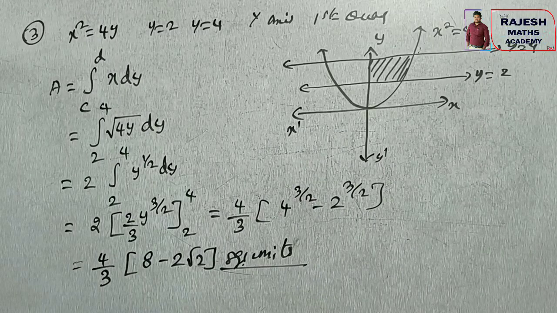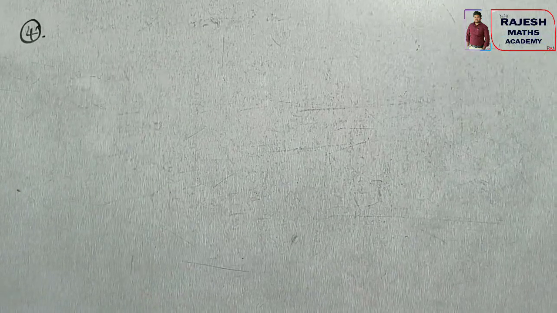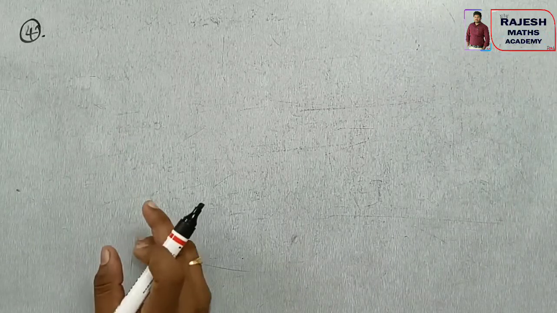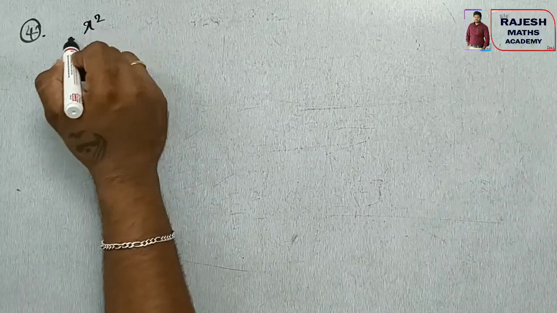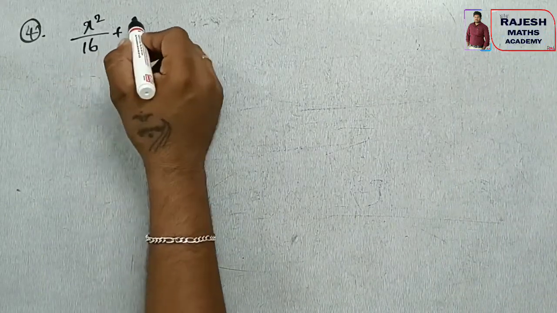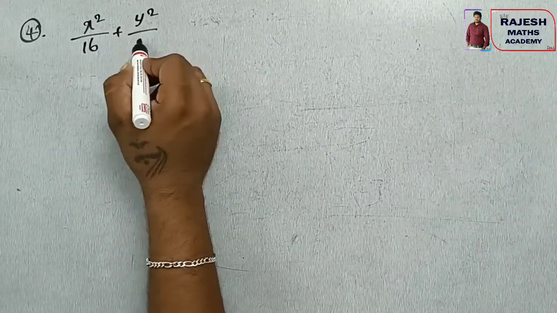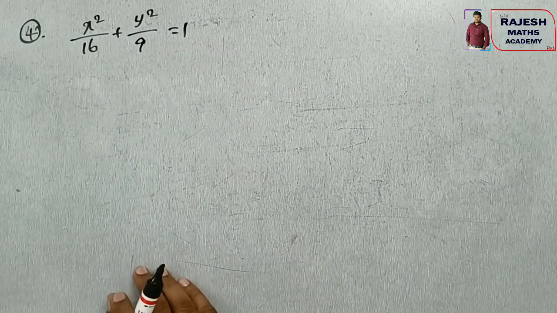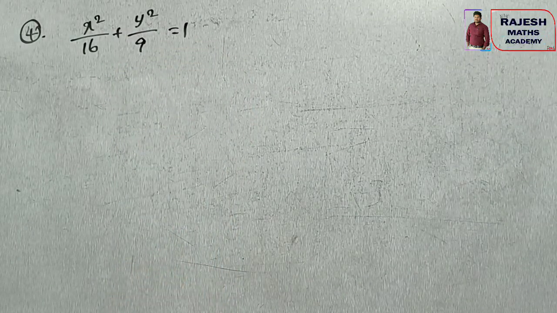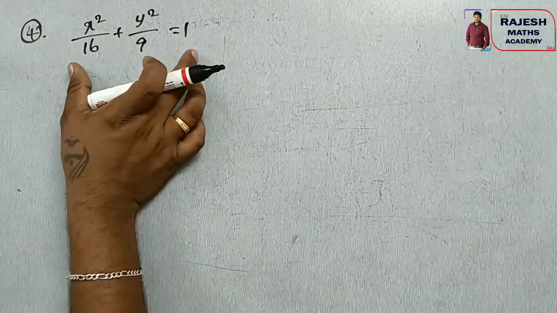Next question number 4. So what is given here? This is a different shape. Find the area of the region bounded by the ellipse. Sometimes they will mention the equation, sometimes they won't mention. So we have to be vigilant in identifying the equation. So x square by 16 plus y square by 9 equal to 1. We are going to find the area of this curve.